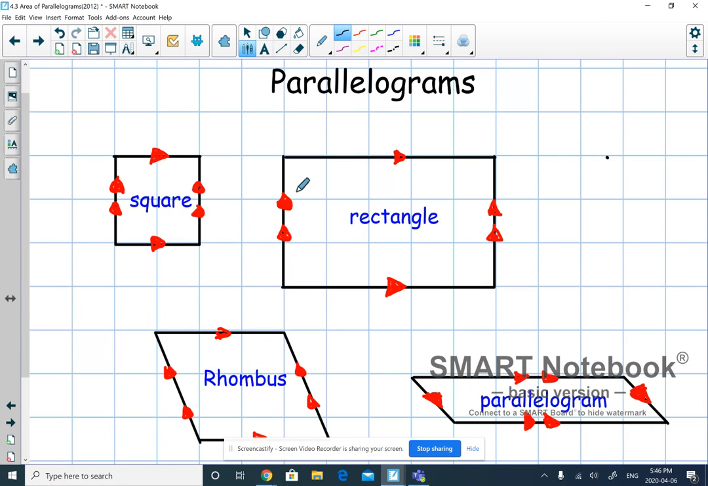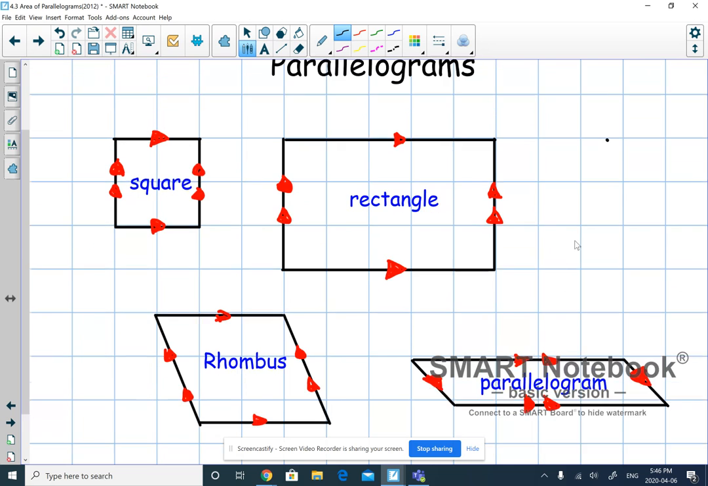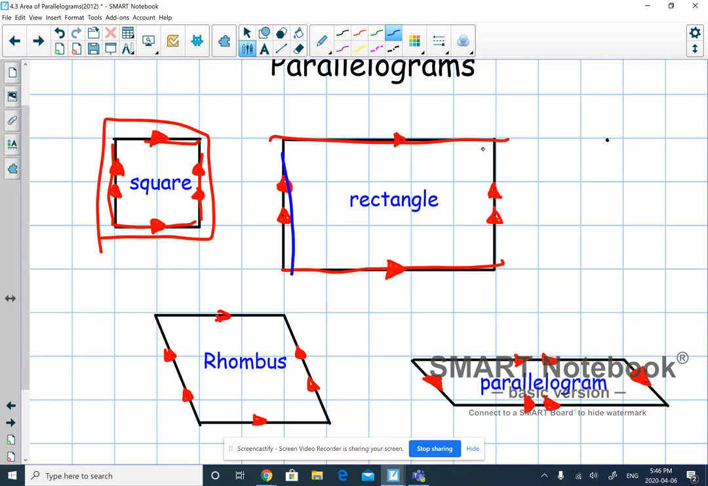So here are some shapes. These are all examples of parallelograms, okay? A square would be an example of a parallelogram, right? This side and this side are parallel, and this side and this side are parallel. Same thing with a rectangle. These two sides are parallel, and these two sides are parallel. Okay, remember parallel lines, they don't touch each other, right?